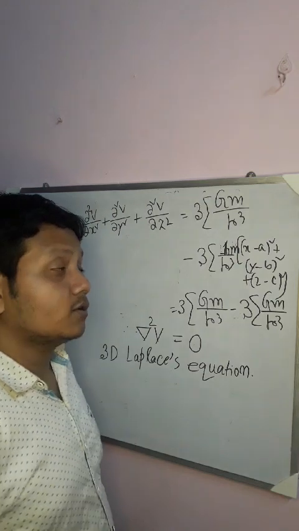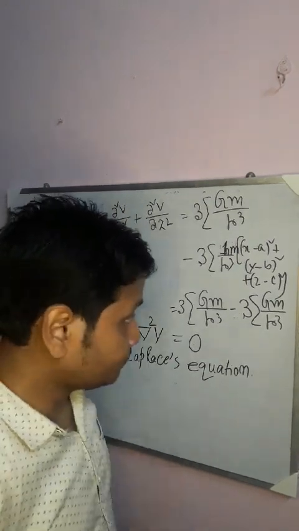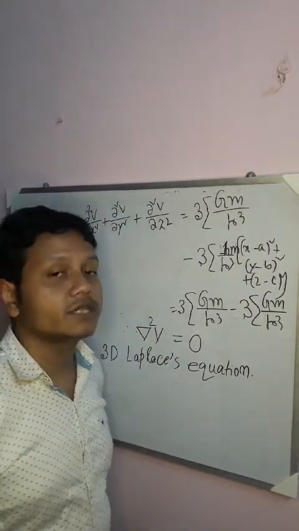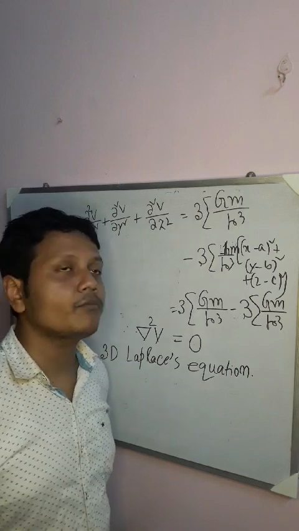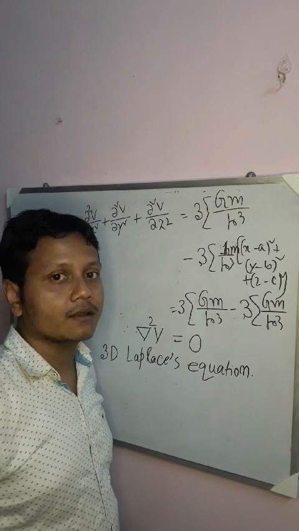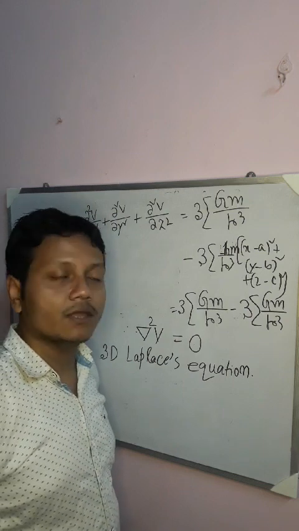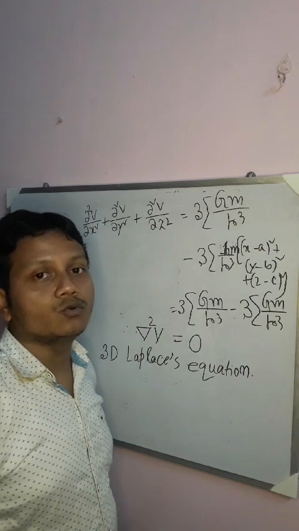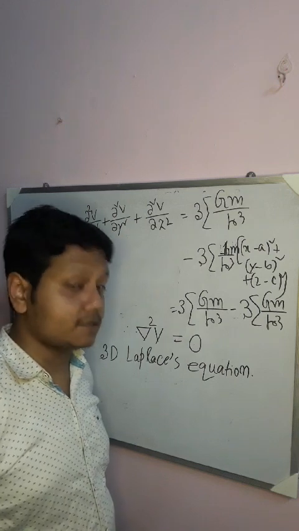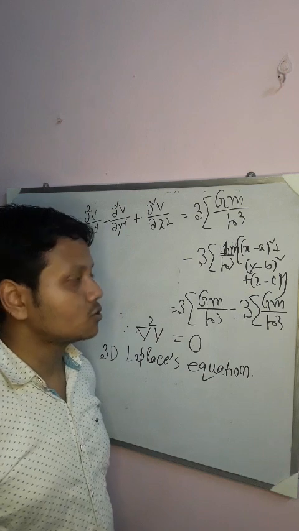So in today's lecture I have discussed the gravitational potential due to a solid sphere, obviously at an outer point, and the three-dimensional Laplace's equation. Okay, now in our next class I am going to discuss the potential due to a solid sphere at a point inside the sphere.